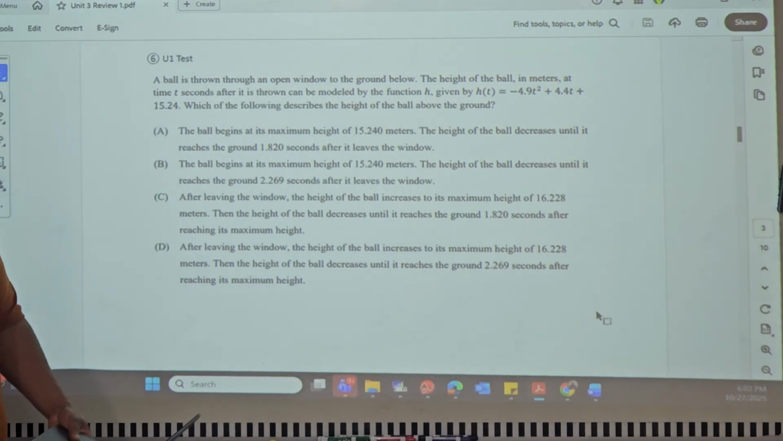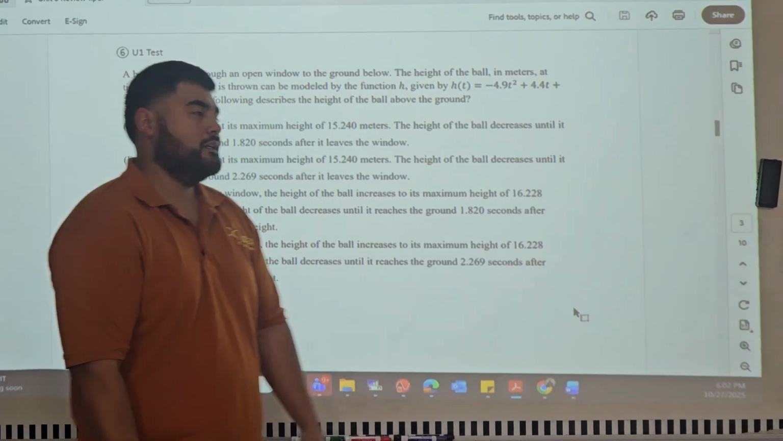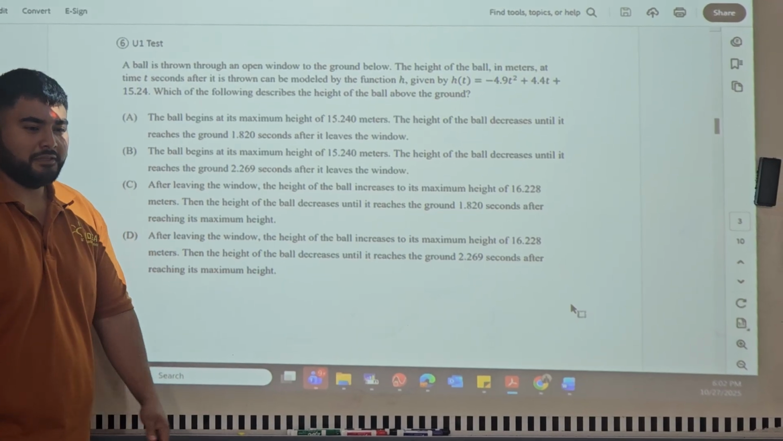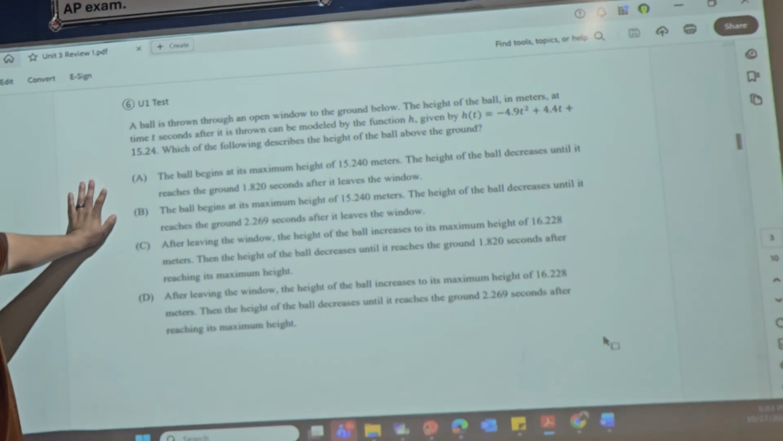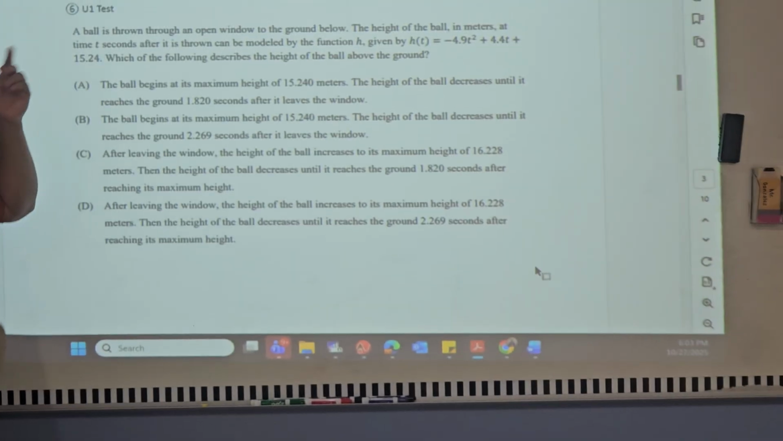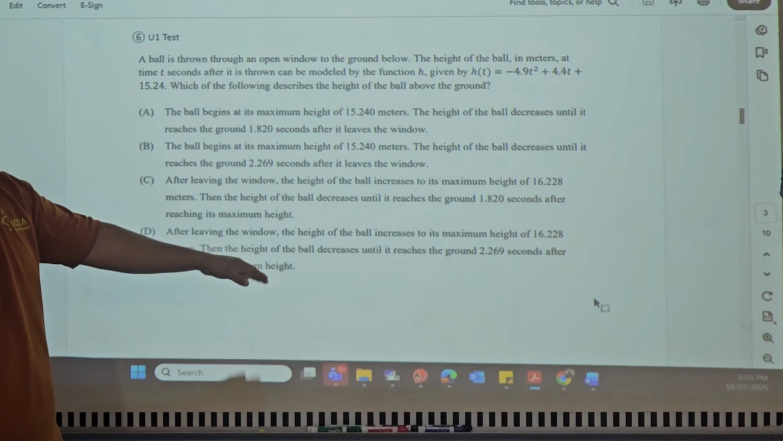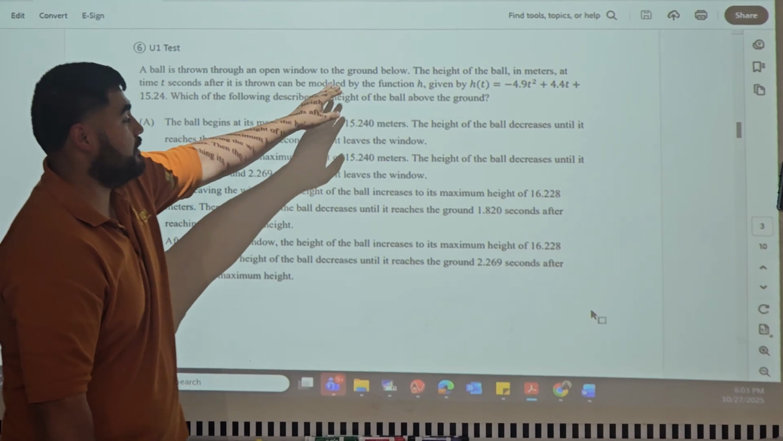Okay, we're gonna do a little throwback, right? This was in your Unit 1 exam, right? So a lot of you guys missed this one because of very simple mistakes. It goes a little something like this. A ball is thrown through an open window to the ground below. So remember that, from an open window to the ground below.